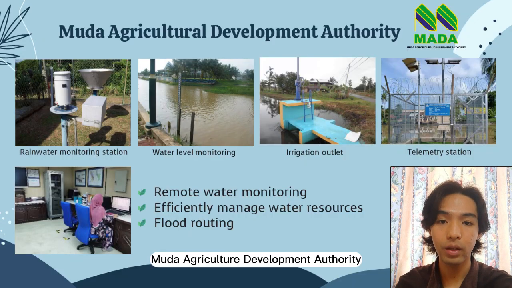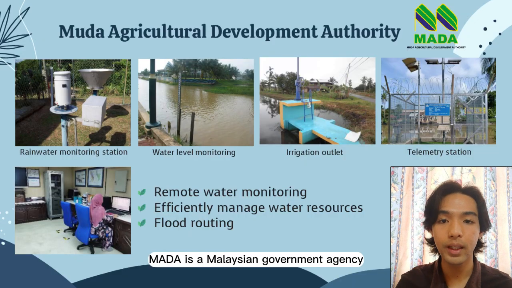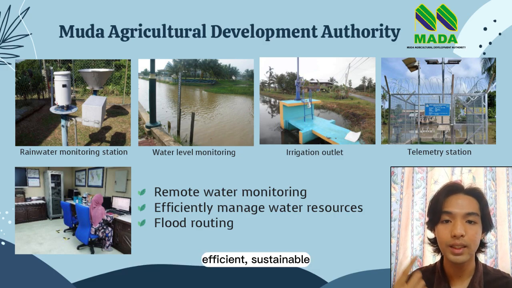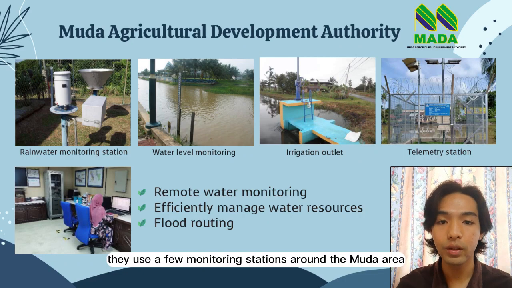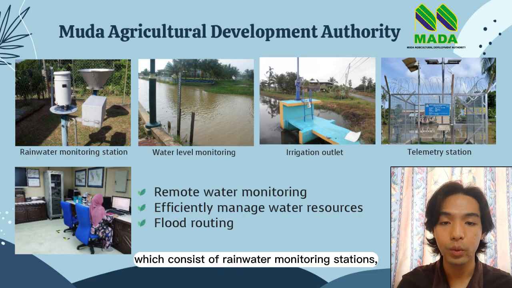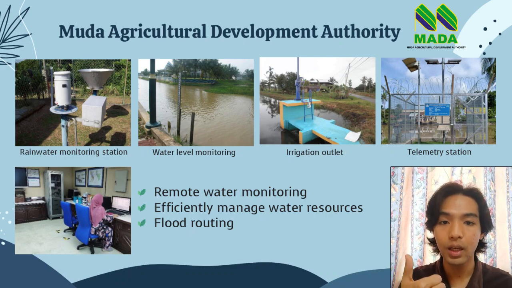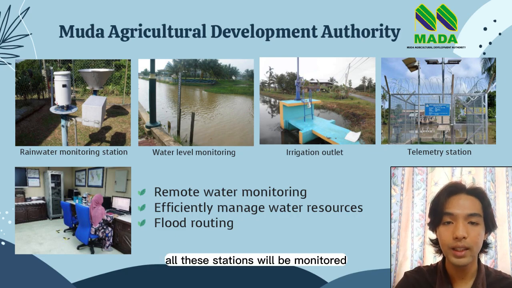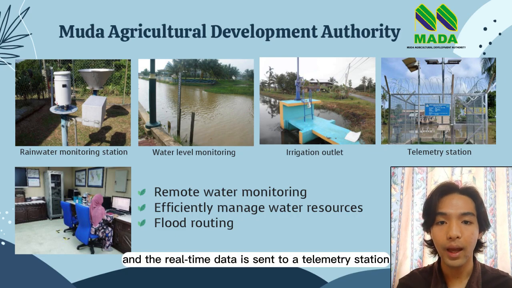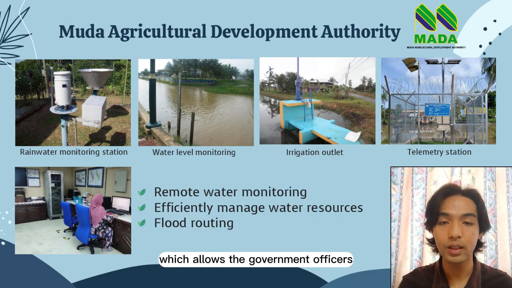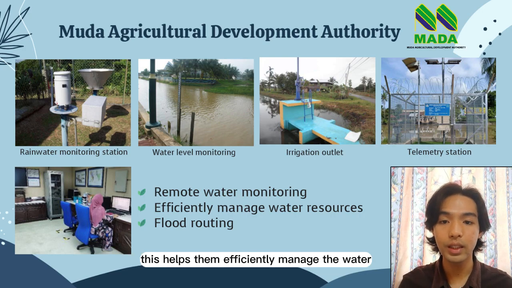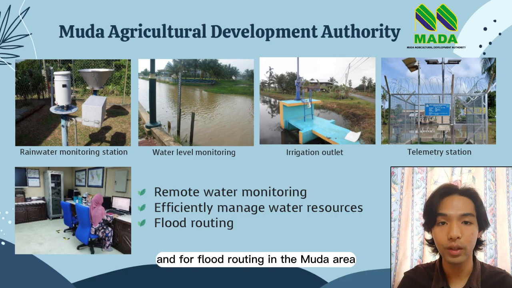Muda Agriculture Development Authority (MADA) is a Malaysian government agency in charge of advancing the national paddy industry to be more modern, efficient, sustainable and competitive. They use a few monitoring stations around the Muda area, which consist of rainwater monitoring stations, water level monitoring stations and also irrigation outlet opening stations. All these stations are monitored and their real-time data is sent to a telemetry station, which allows the government officers to monitor the changes in water resources remotely. This helps them efficiently manage the water and for flood routing in the Muda area.